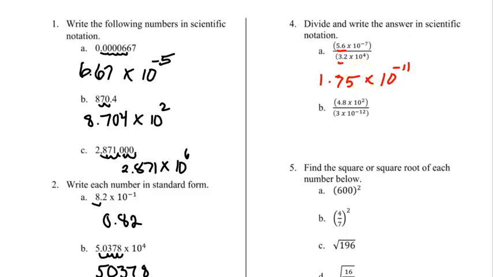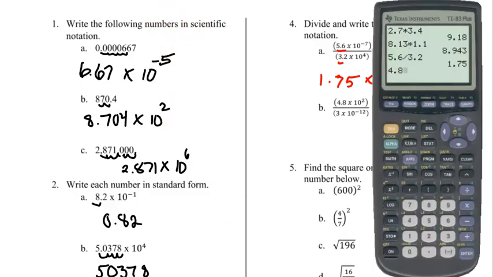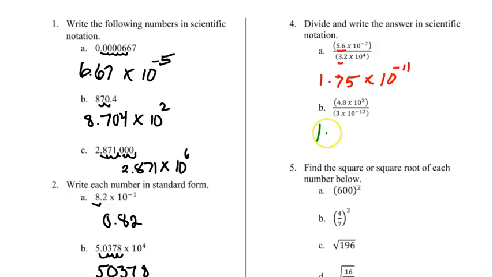And if it wasn't, we would just have to adjust it by moving the decimal place either to the left or to the right, and then adjust our exponent on our base of 10. Next, we have 4.8, and we're going to divide that by 3. So if I grab our calculator again, 4.8, divide that by 3, that's going to give us 1.6. That's going to be times 10. 2 minus a negative 12 is 14. So 1.6 times 10 to the 14th.